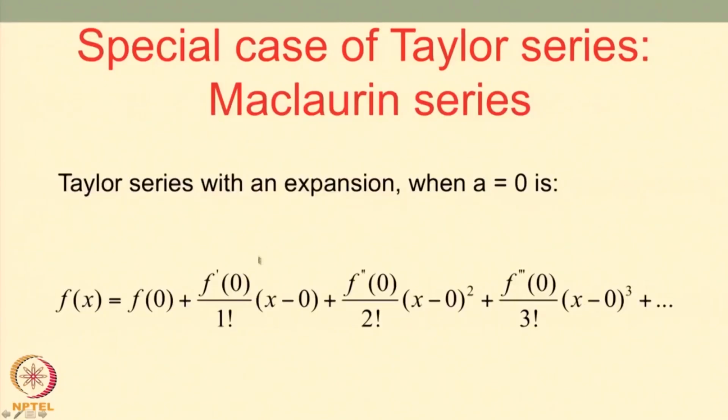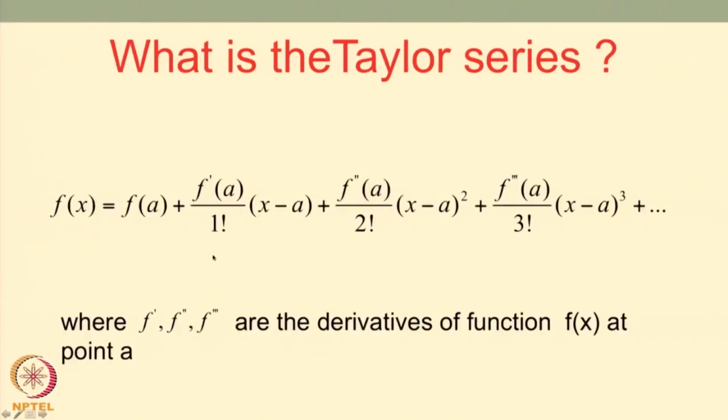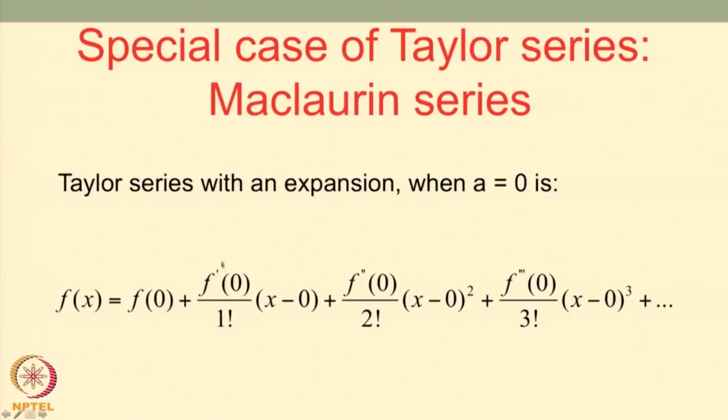I could use a as 0. So instead of a, I could substitute 0. Then this would simplify. Of course, f of x is f of 0 plus f prime, the first derivative at 0, by 1 factorial times x, plus the second derivative at 0 divided by 2 factorial times x square, plus the third derivative at 0 divided by 3 factorial times x cube. So this expansion at a equal to 0 is called a Maclaurin series. So one can use this.